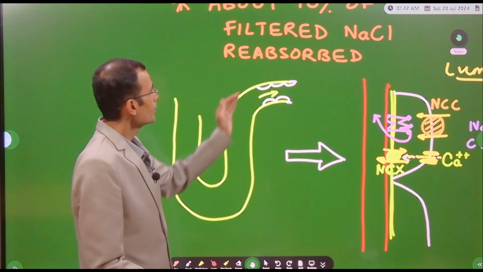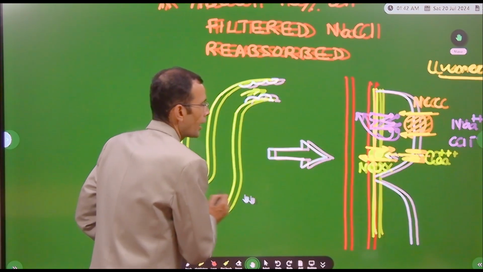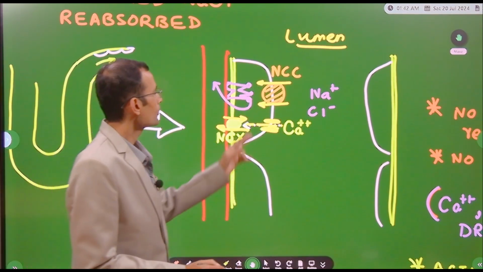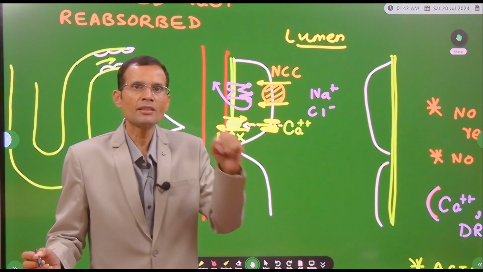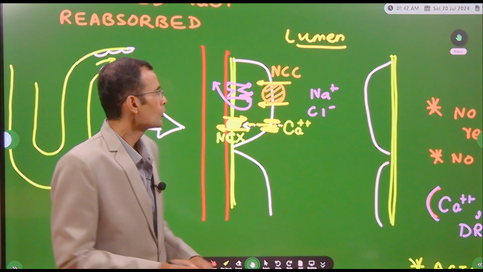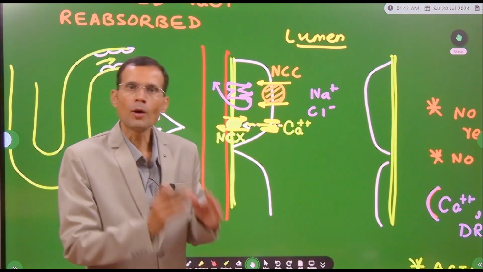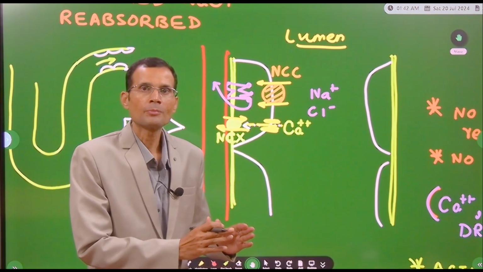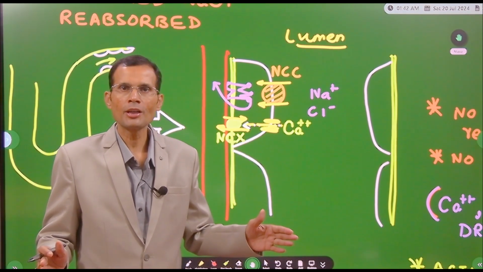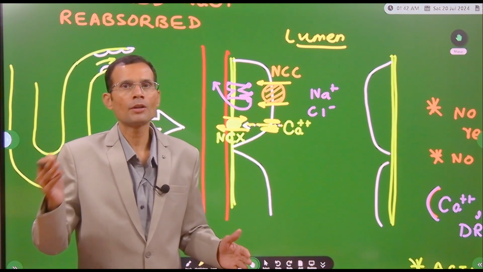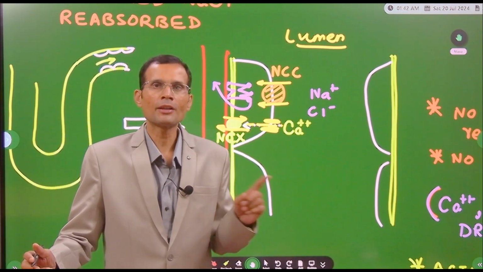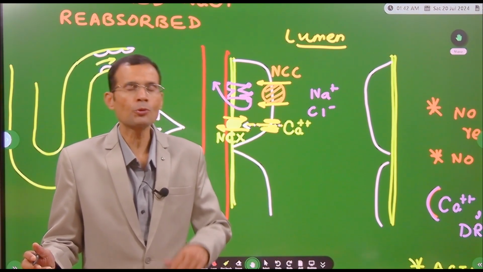after the thick ascending limb comes the DCT, and here in the apical membrane of the DCT, there is a transporter called the NCC transporter, the sodium chloride co-transporter. It transports one sodium and one chloride in a co-transport manner, which means, of course, it is an electroneutral transporter. One sodium, one chloride, one cation, one anion. So, an electroneutral transporter.